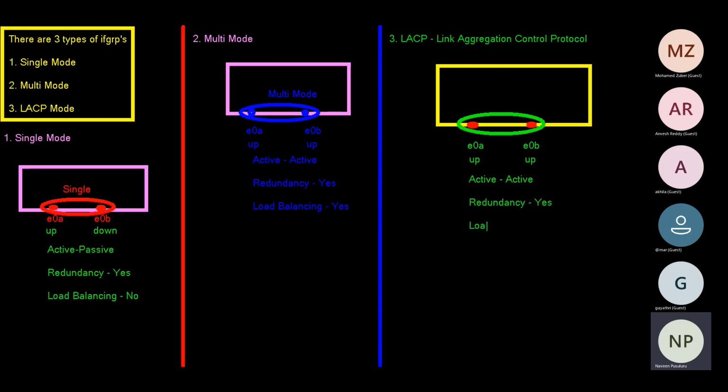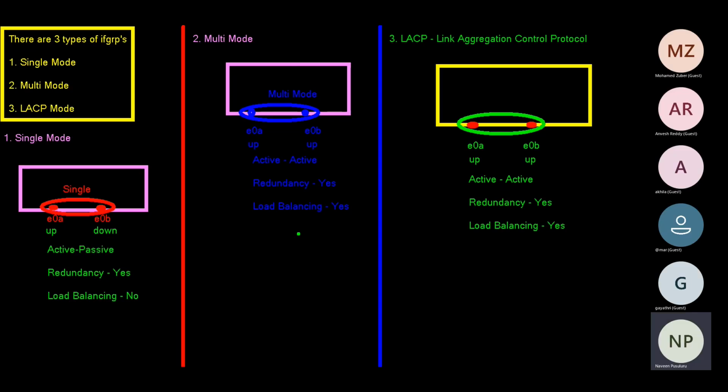So what about load balancing? Yes, I do have load balancing as well, because both the ports will be up and running all the time, so the load that comes from the client will be distributed evenly across all the ports in an if group, and it is an active mechanism. So that's LACP. But my multi-mode is also active.